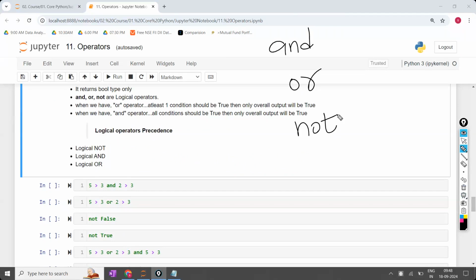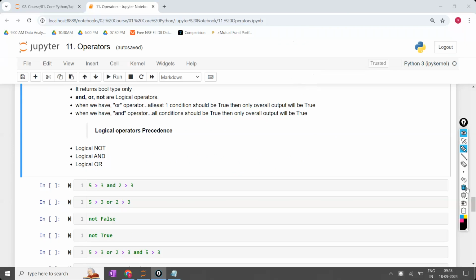And. What is meant by and? And means two conditions should be satisfied. Condition number 1, condition number 2, condition number 3, condition number 4. If multiple conditions are there like this, you have to satisfy all the conditions. Then only the overall output is true. If you have failed in even one of the conditions, the overall output is false. Is the point clear?